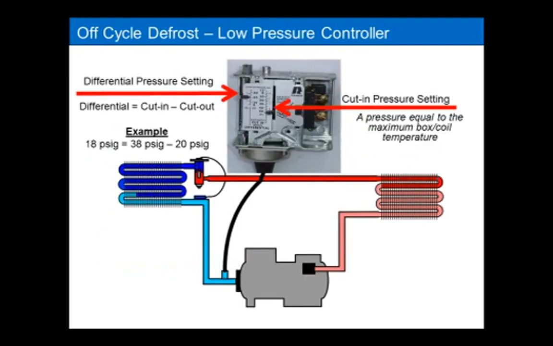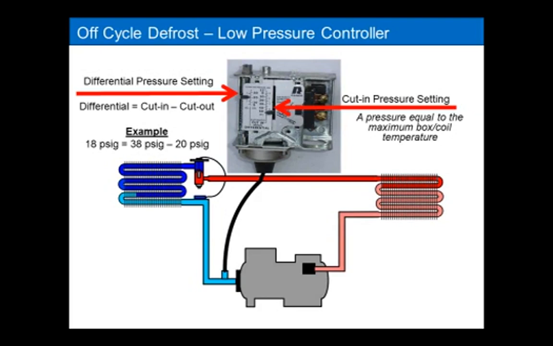Now the other way of working this off-cycle defrost system is using a pressure control. And it's pretty similar in the approach. But now we're going to use a different control to control the operation of the system. It's not going to be temperature-based. Instead of using a temperature control, we're going to use pressure. And since the evaporator coil has saturated refrigerant inside and the refrigerant is boiling off at a saturation temperature, if you know the pressure, you know the temperature.